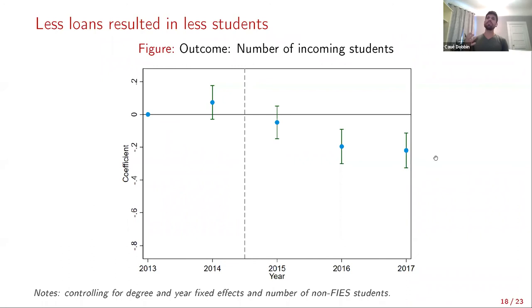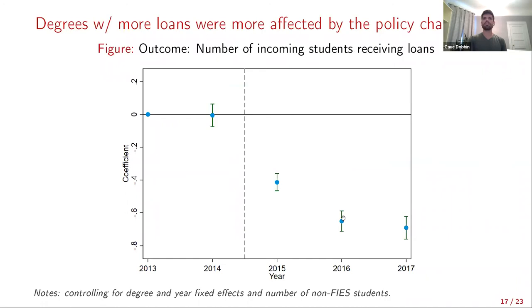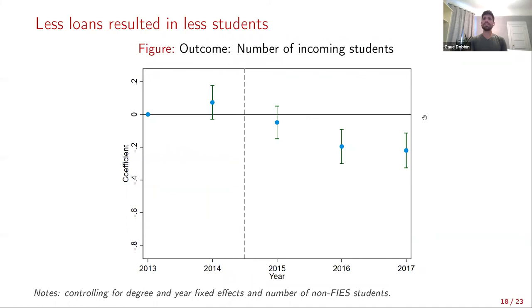And one thing to note here is the big difference in magnitudes between those two plots. You see the scales are the same. This plot shows how many students with loans a degree lost, and the coefficient here is 0.7. And this plot shows the change in the total number of students, and the coefficient here is 0.2. So that means that for each seven loans that disappeared after the policy, it only translated into two fewer students.